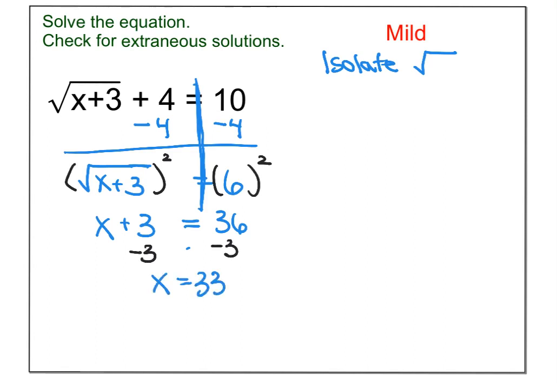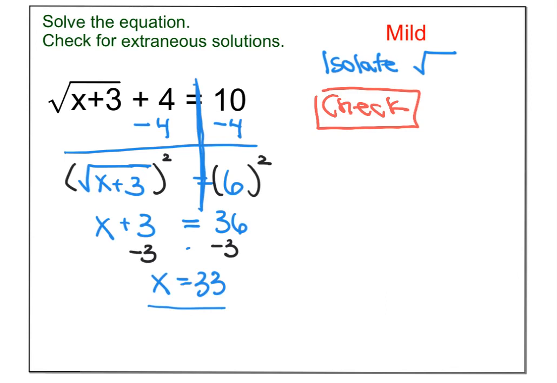Now, what we have to do here is check for what we call extraneous solutions. The radical is kind of tricky sometimes because it sometimes introduces answers that aren't actually answers, some false answers. So when you are solving equations that have radicals, you always have to check your answers. I know that's not the favorite thing for students to do, but it is worth your time.